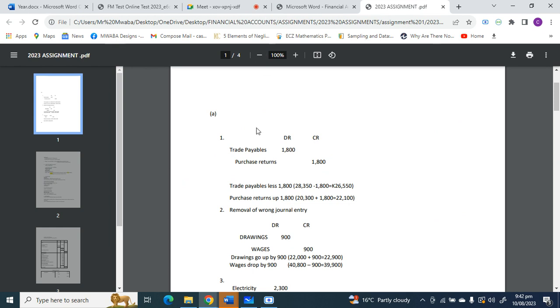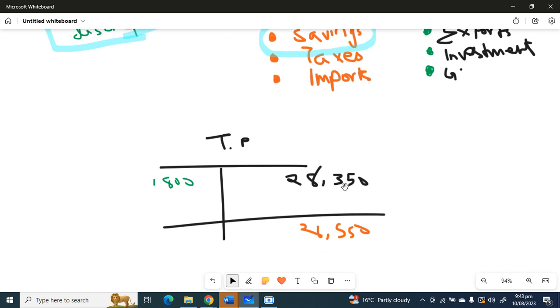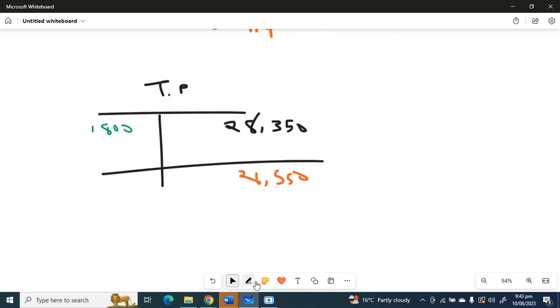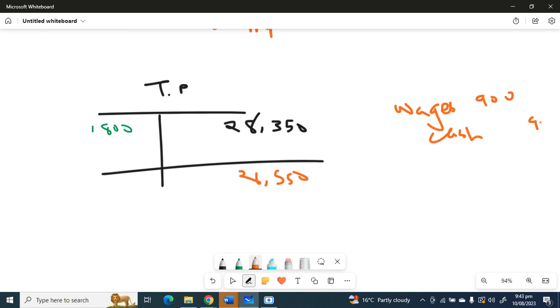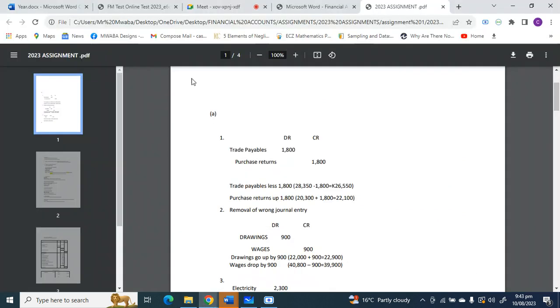So colleagues, when they did the drawing, what they did is they debited wages 900 and they credited cash or bank 900. Okay, let me just see what has been typed.